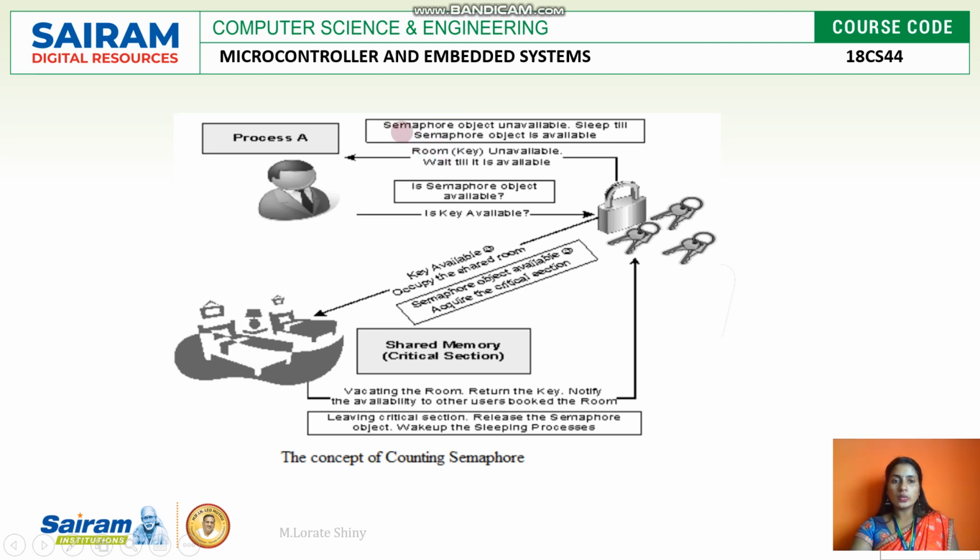So here also a process A wants to access a semaphore object which is unavailable. So it will sleep until it is available. So it will keep checking whether that semaphore object is available. Once it is available, it can acquire that and it can use.